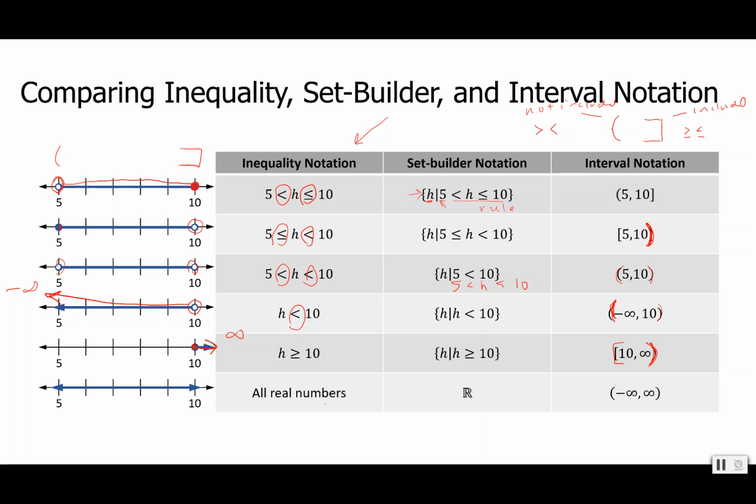If our solution is all real numbers, that means everything on the number line. This is a funny little symbol for all real numbers. Our interval notation would be from negative infinity to positive infinity. Notice that both sides get a parenthesis.